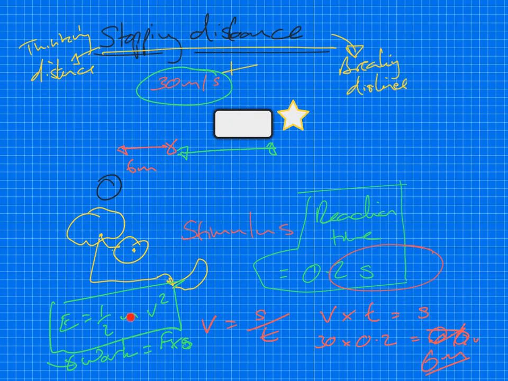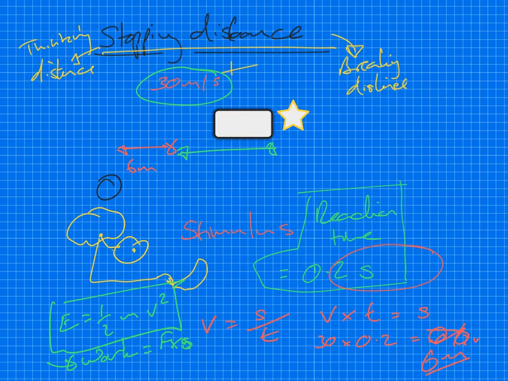The mass of the car, if it's a heavy car, there's a lot of energy, so there's a lot to stop. The force that the brakes can apply, how good are your brakes? Can they apply a great force? And if they can, then we'll stop sooner. Also, what about the road surface? Is it rainy? Is it icy? And so on. So all these factors could affect it.